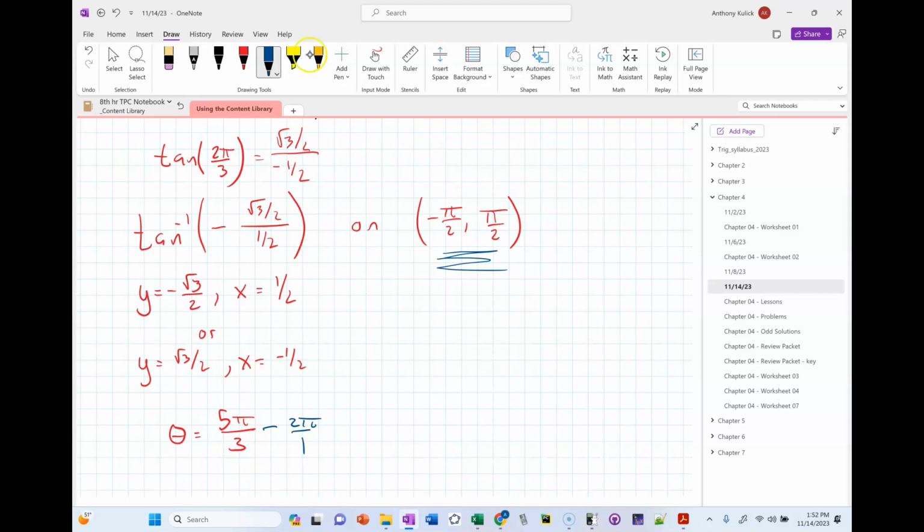To subtract 2 pi from 5 pi over 3, what do I need to have? Great, a common denominator. What would that common denominator be? Yeah, the common denominator would be 3. So if I subtract these two fractions, 5 pi minus 6 pi is negative 1 pi, and the denominator should just be 3. That guy there is in between negative pi over 2 and positive pi over 2, because a third is less than a half. So negative a third is more than negative a half.